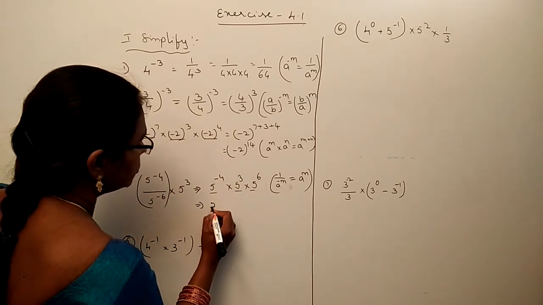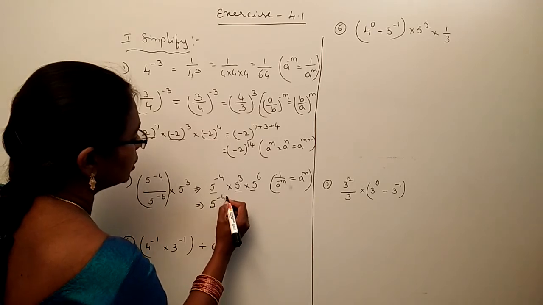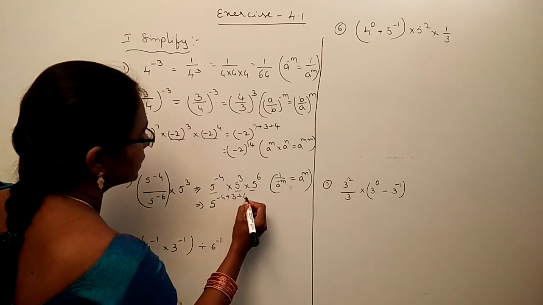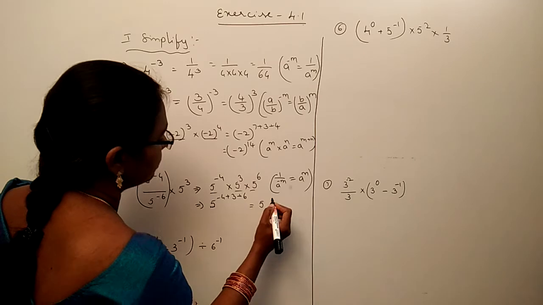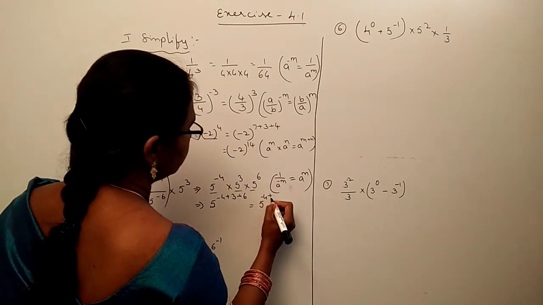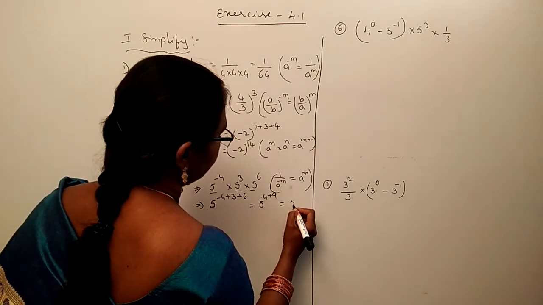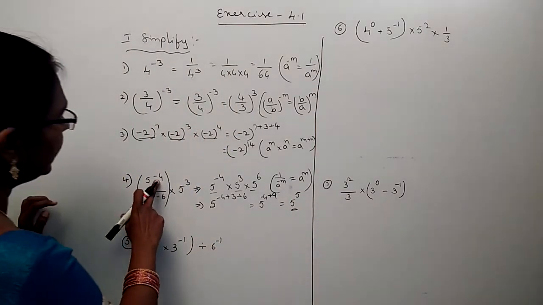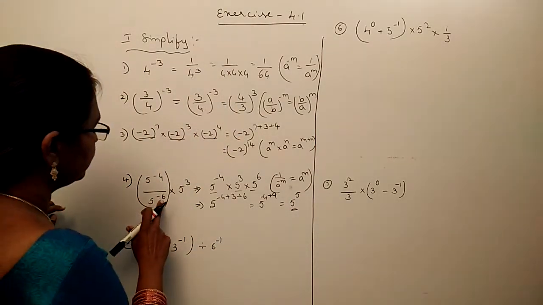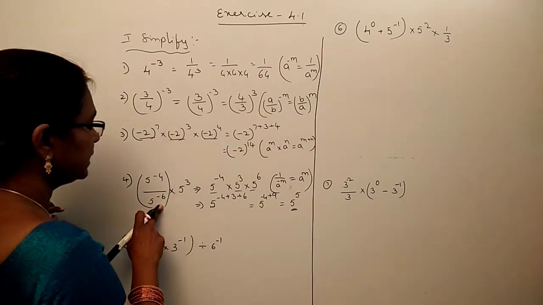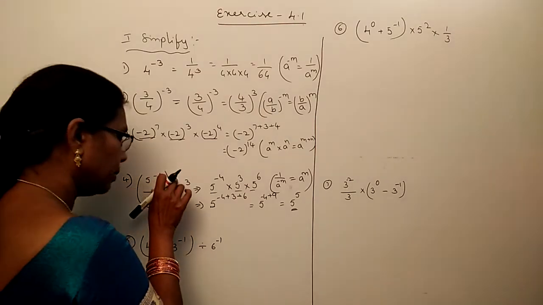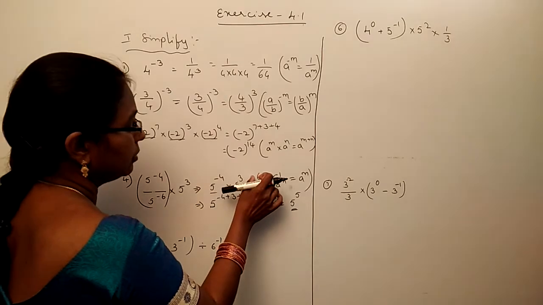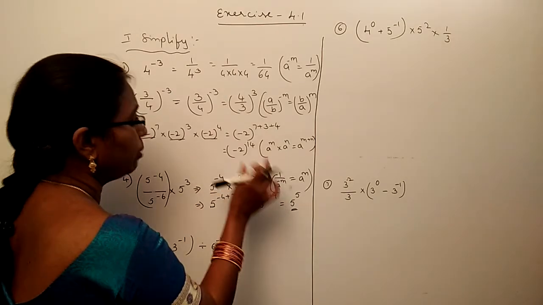Now 5 to the power of minus 4 plus 3 plus 6 is equal to 5 to the power of minus 4 plus 9, which is equal to 5 to the power of 5. Here 5 to the power of minus 4, 5 to the power of minus 6. When this minus 6 comes as a numerator, that power will become positive.